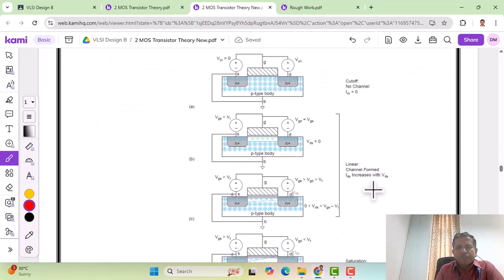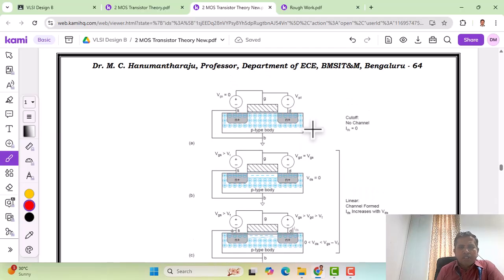All these diagrams have now been summarized here. What we have seen in the first level is no channel formation, and the drain to source current is 0. That's because the gate source voltage is 0. In this mode, VGS is 0, VGD is also 0, and VDS is 0. No current flows. Therefore, IDS is equal to 0.